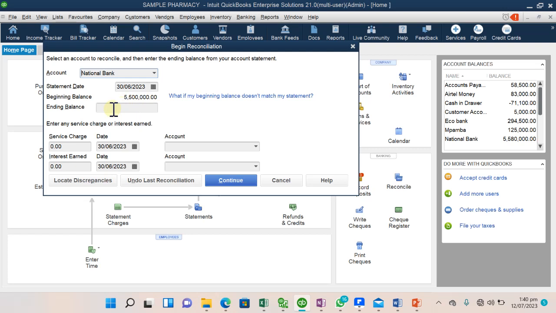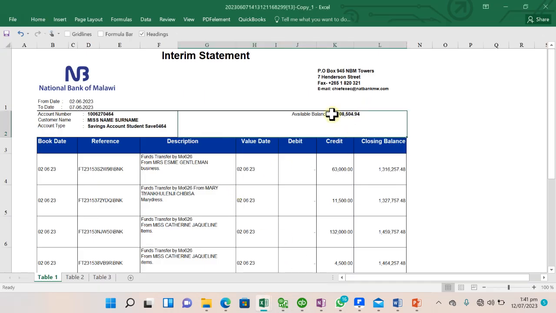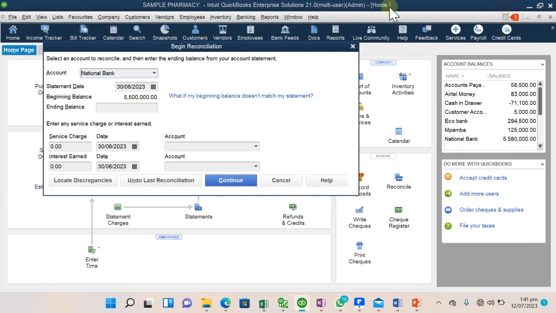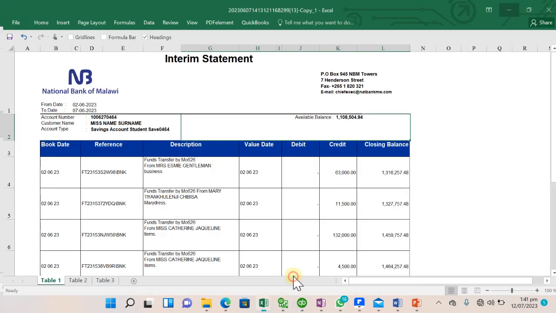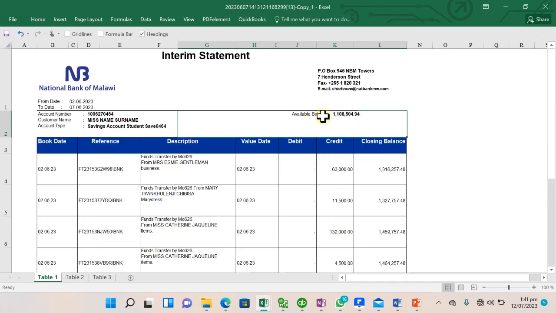So you just cross check that it's the same, that it starts from the same figure. So this amount should match the one at the beginning of your account statement. Now here on ending balance, we are talking about the balance that appears on the last statement. So usually it's written here. So available balance, that's the available balance.